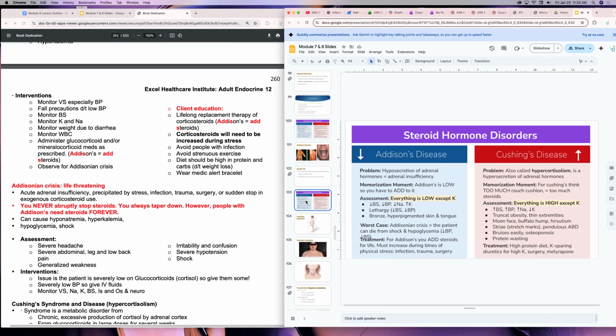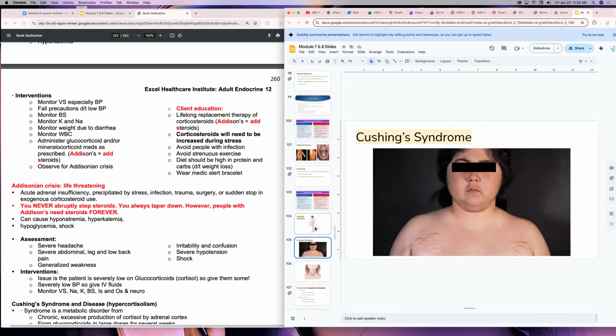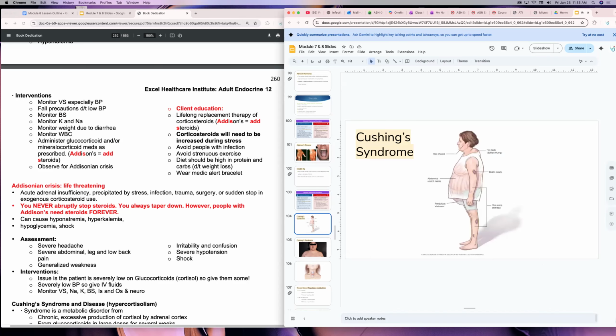All right, next up is Cushing's disease. So the problem is hypercortisolism. It's a hypersecretion of those adrenal hormones. So whereas Addison's, it was low, you had to add to it. Cushing's, they have too much. So memorization moment for Cushing's, think too much couch cushion, too much steroids. Also with Cushing's, they become very large and obese. So that's how you can remember: too much cushion, too much.